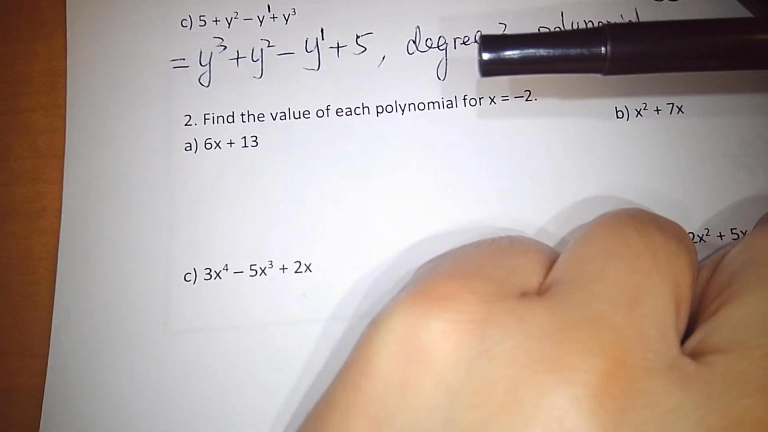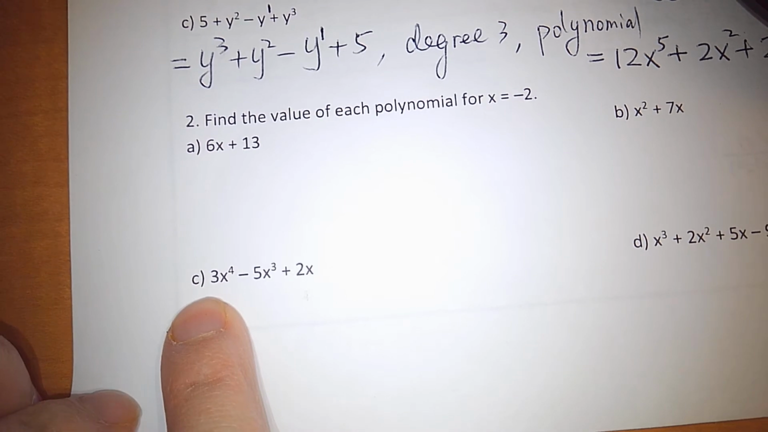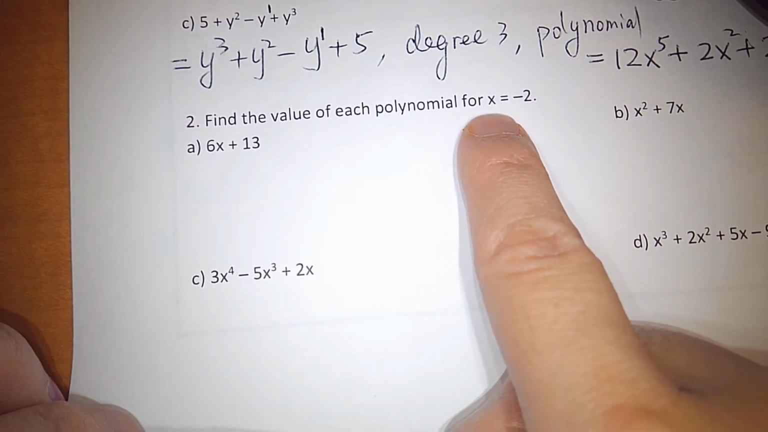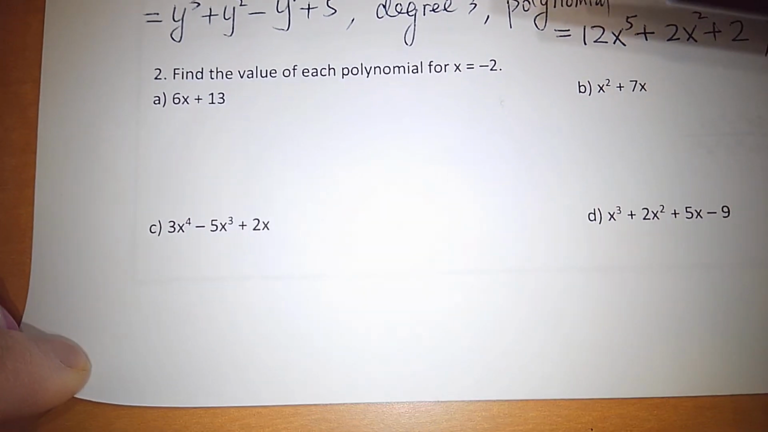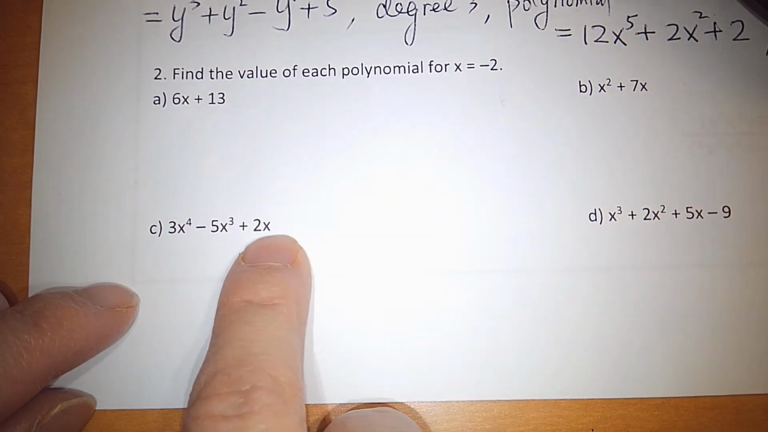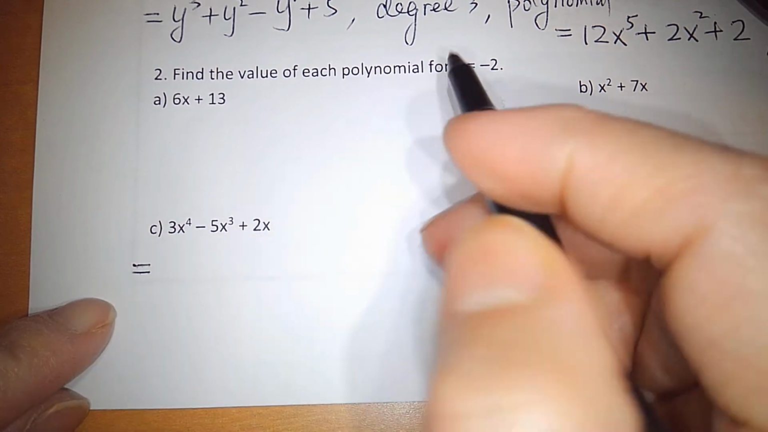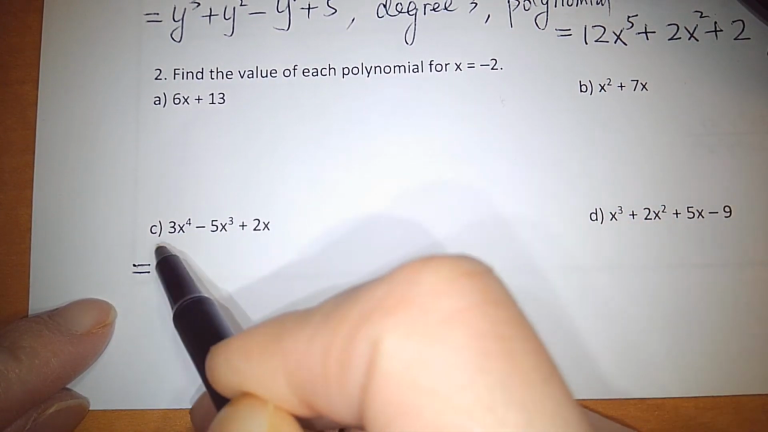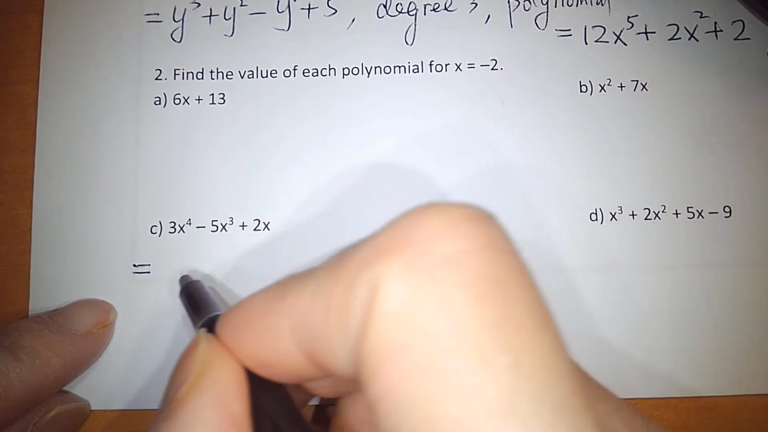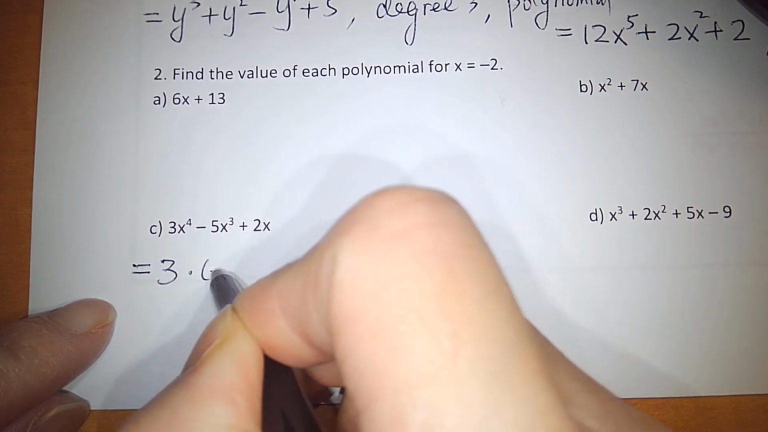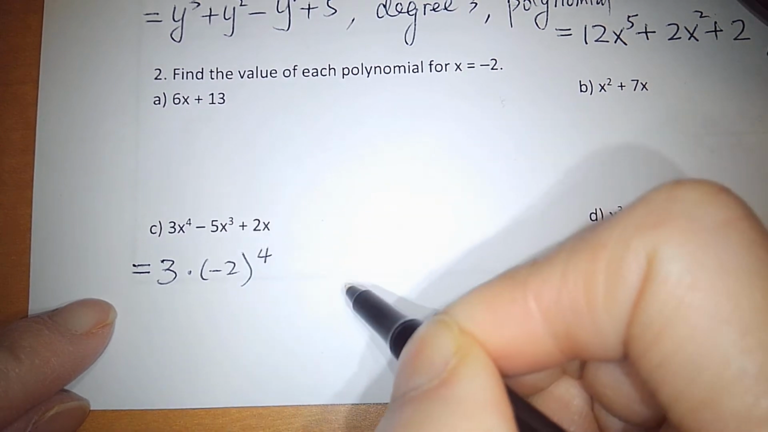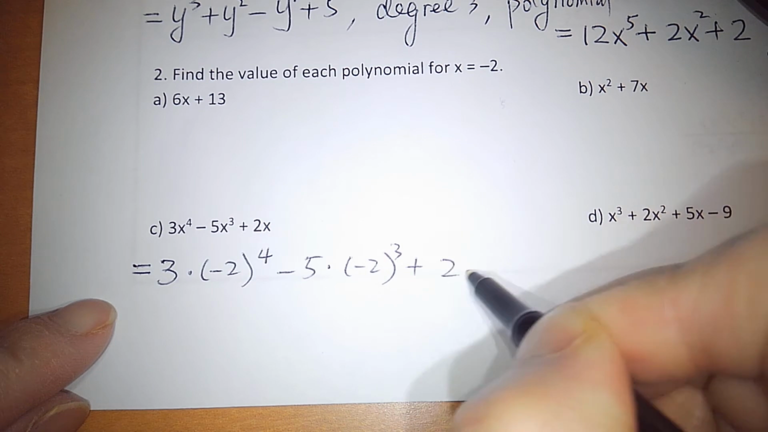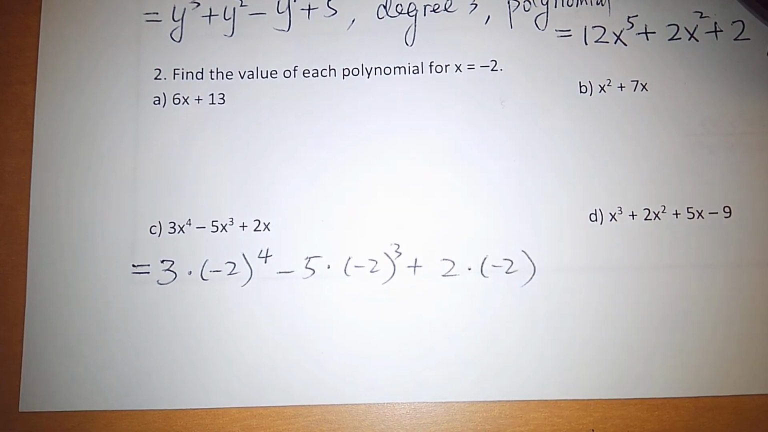If the function is 3 times x to the 4th power minus 5 times x to the cube plus 2x, for x equals negative 2, what should we do? How to find the value of this polynomial? What do we do? Replace this x by what? Replace every x in this polynomial by negative 2, right? So 3 times negative 2 to the 4th power minus 5 times negative 2 to the cube plus 2 times what? Negative 2, right?